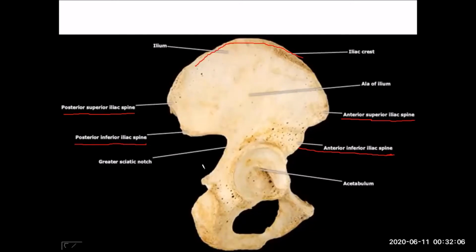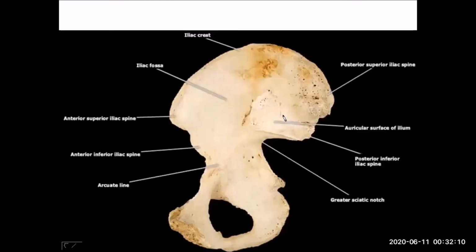The next term, auricular surface, is on the medial side, so we have to rotate it again. And we're looking at this region here on the medial side, the auricular surface. And the final term, greater sciatic notch, is this big crevice right here. It's that greater sciatic notch.